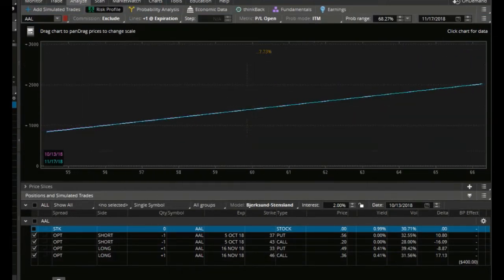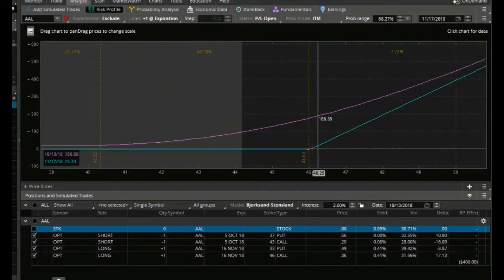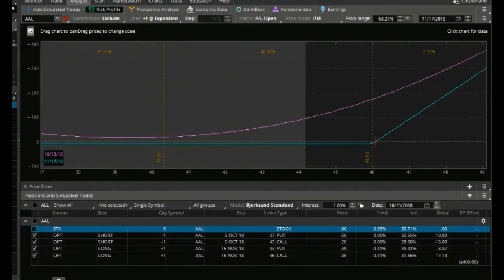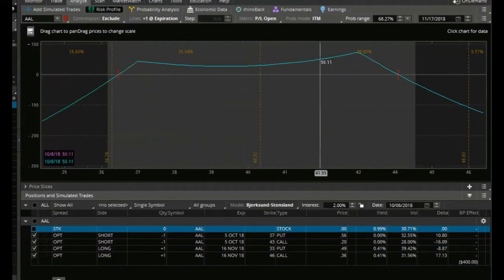Right, I think it's supposed to be way over here. There we go, okay. I don't know what that was. What was my expiration? October 5th. This risk profile graph's kind of screwy here sometimes.